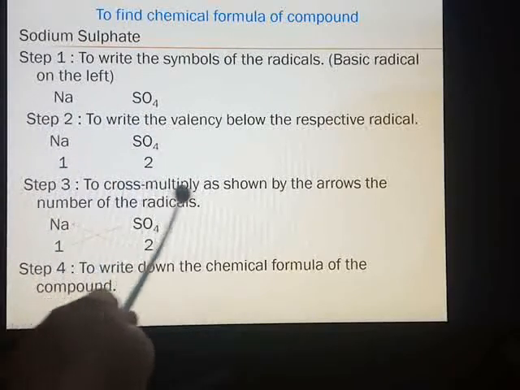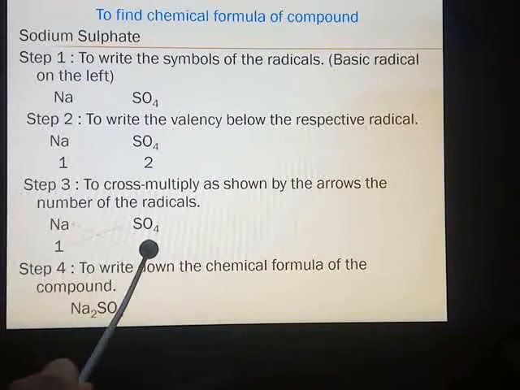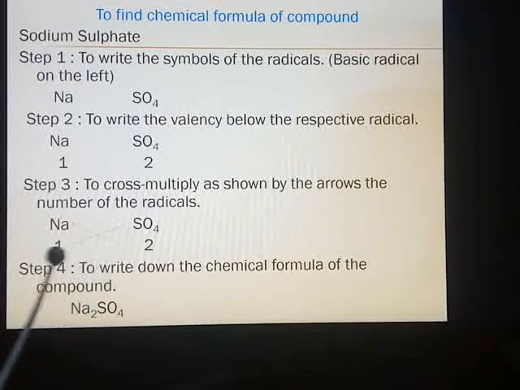Cross multiply as shown by the arrows the number of radicals. So Na multiply by 2, Na2, SO4 multiply by 1, SO4 1. So the chemical formula of sodium sulfate is Na2SO4. So based on this you can find out the chemical formula of any compound provided you know their symbols and the valencies of each of them very thoroughly.